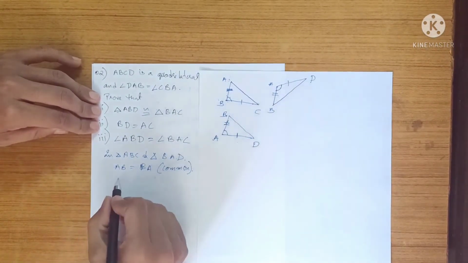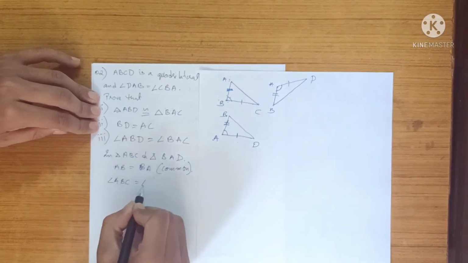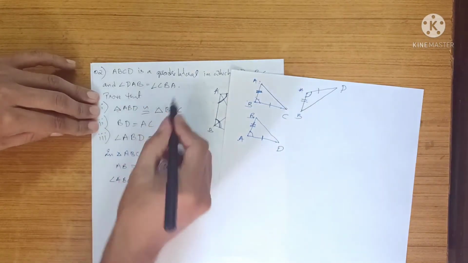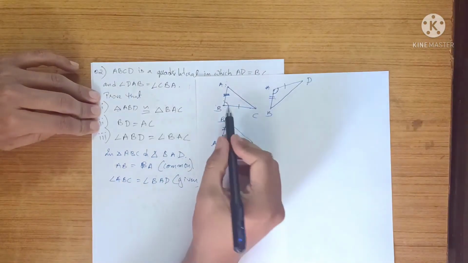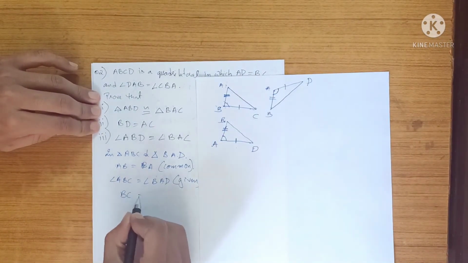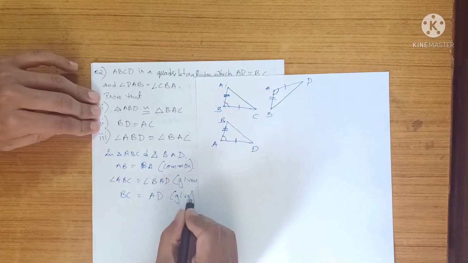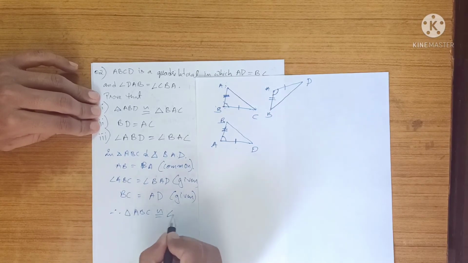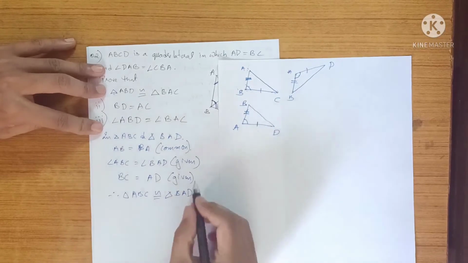Angle ABC equal to angle BAD. It's given in the question, right? And then BC equal to AD. That's also given in the question. Therefore, triangle ABC is congruent to triangle BAD by what rule? Side angle side.